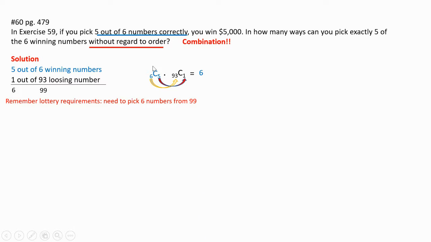Okay, and again, this is how you set these types of problems up. So we multiply them, right? So this is equal to 6, and that will be 93. We multiply them out. So the answer is 558.